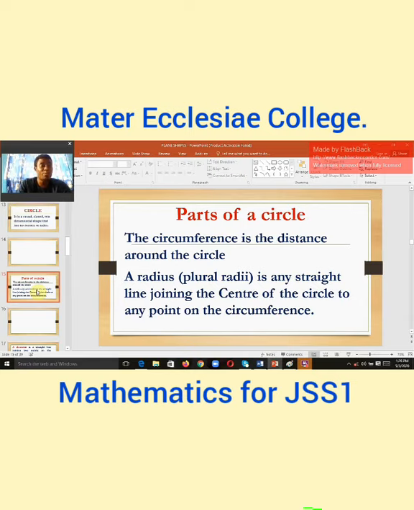Another word for circumference is perimeter. So you might be asked to find the perimeter of a circle. What we are simply asking you to do is find the circumference. So another word for circumference is perimeter.